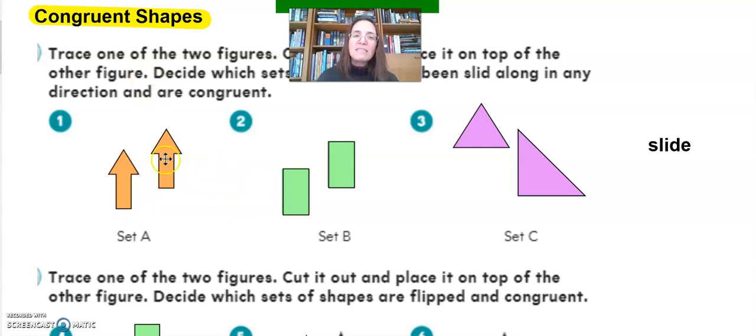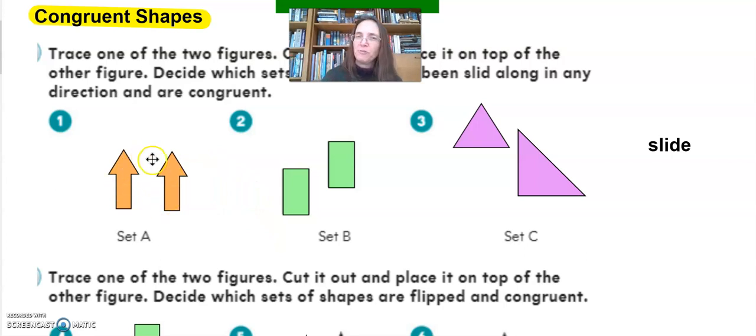So a slide is when we take a pattern piece and we just literally move it over. Or maybe we move it up. Or maybe we move it back. We just slide it over. So this is a word that you probably already know. Watch my arrow going down a slide. It just slides in one direction or the other. And we can use that understanding that we already have to check if shapes are congruent.